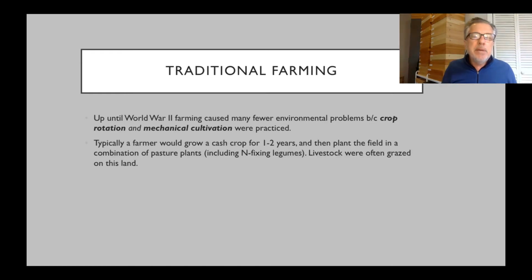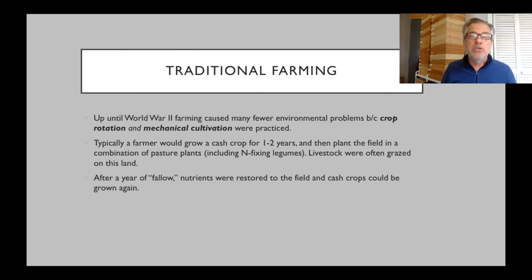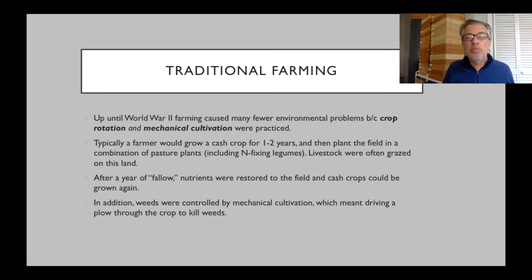Let's explain those. Typically, a farmer would grow a cash crop for 1 to 2 years, soy, let's say, and then they would plant the field in a combination of pasture plants, including nitrogen-fixing legumes, for a year. And sometimes, if they had them, livestock would be grazed on this fallow land. So in that year of fallow, where the land was not growing a cash crop, nutrients were restored to the soil. And you might get some cows on it, and then the cow manure would fertilize the soil. And then after that, cash crops could be grown for a year or 2 again before you had to fallow it again. In addition, weeds were controlled by mechanical cultivation, which meant that you drove a plow through the crop to kill the weeds.